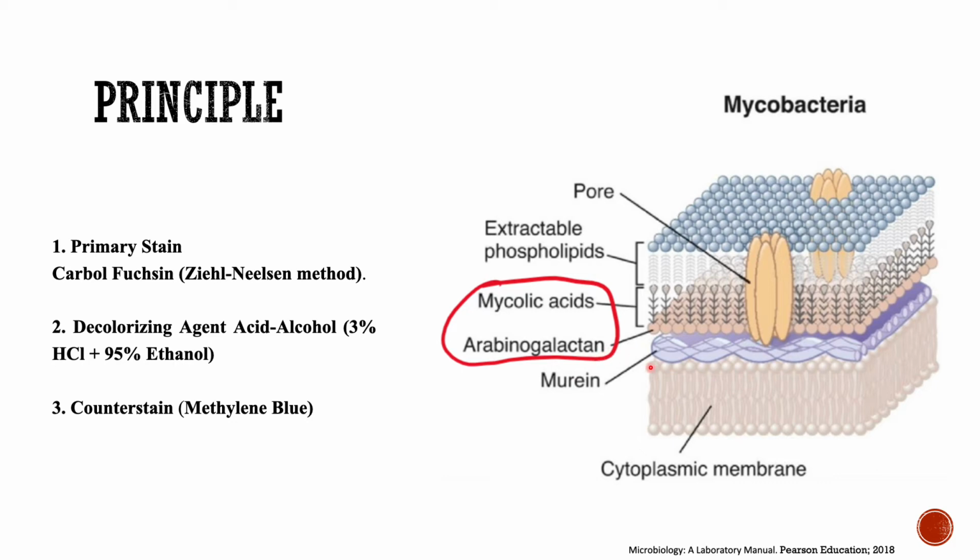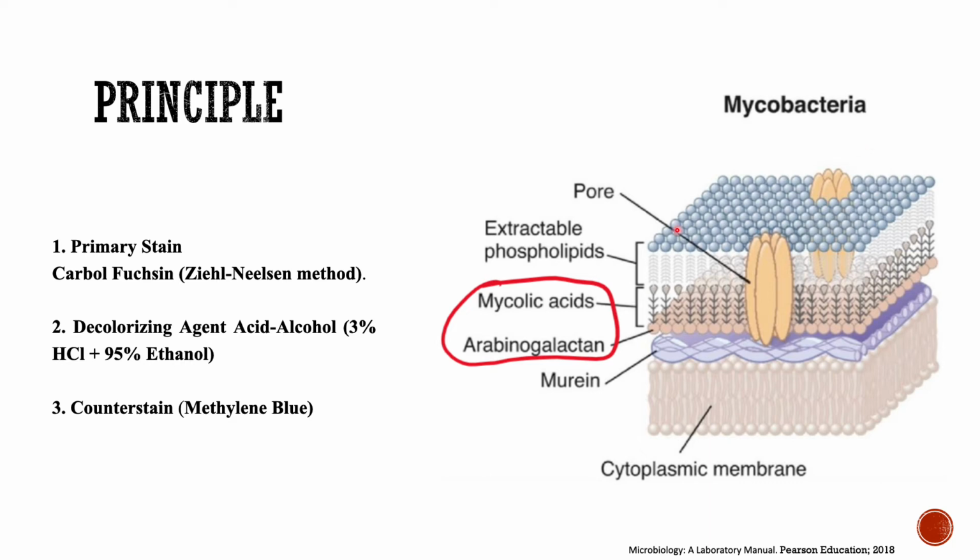So what does acid-fast mean? The organism resists decolorization with acid alcohol, holding fast to the red stain, while bacteria that are not acid-fast lose the red stain and take on the blue. Why does that happen? As you can see, this thick layer is specific to the mycobacterium.